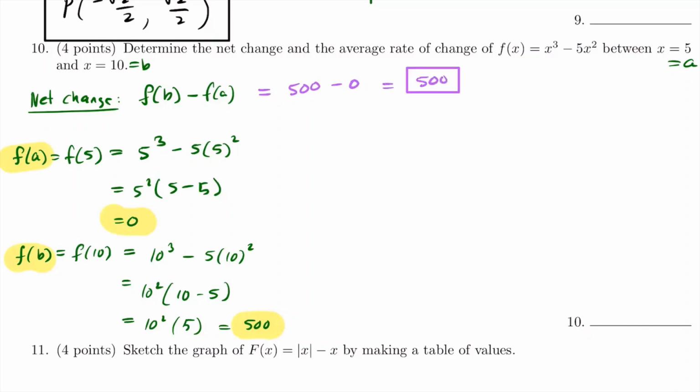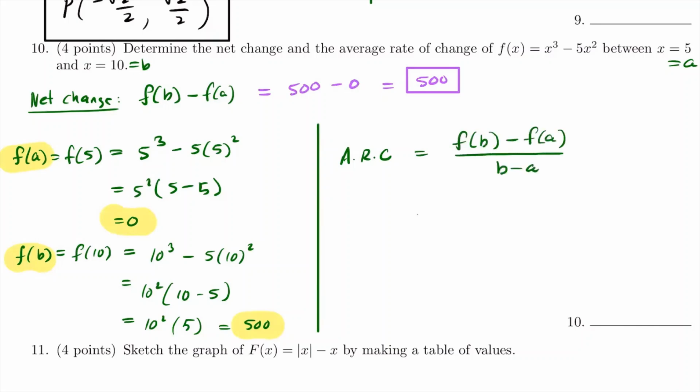Now for the average rate of change, it's going to be the net change over b minus a. So that's f of b minus f of a over b minus a. So we know the net change, that's 500. B minus a, well, that would be 10 minus 5. So that's 500 divided by 5, which will simply be 100. So the average rate of change is 100 and the net change is 500.